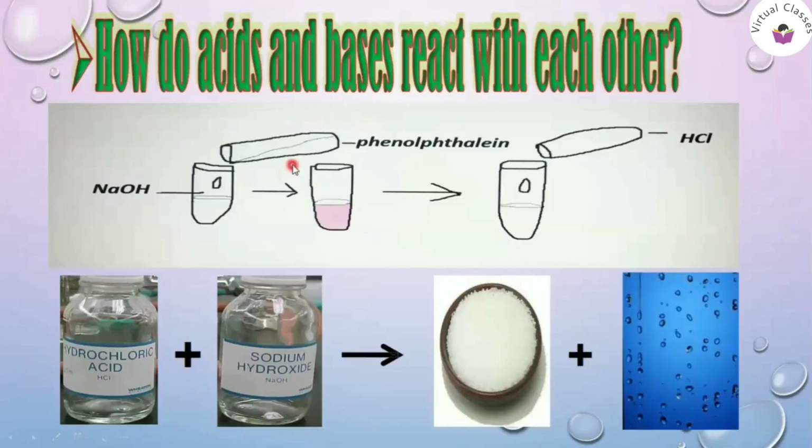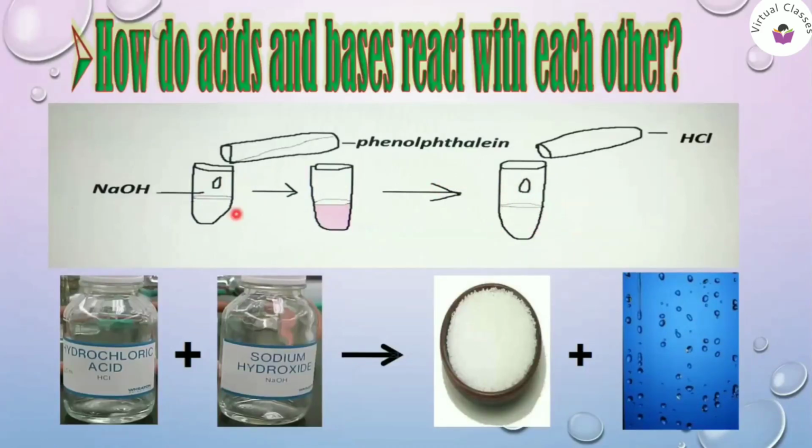Next, we'll see how acids and bases react with each other. For this, let's take a base, NaOH, in a test tube, which is colorless. To this, add phenolphthalein, which turns its color pink when it comes in contact with a base. To this test tube, if we add acid, the pink color would disappear.